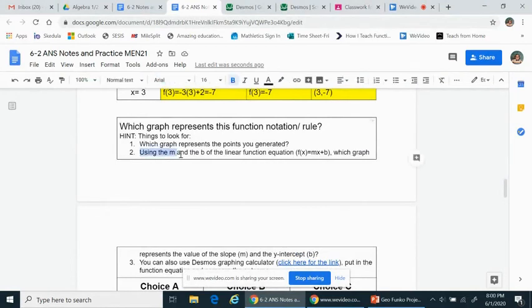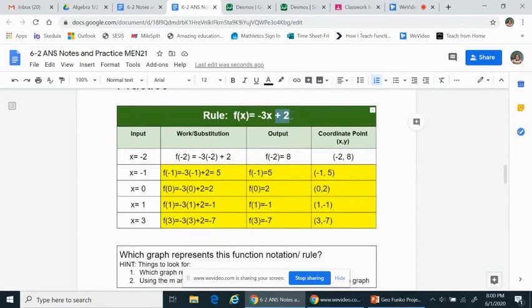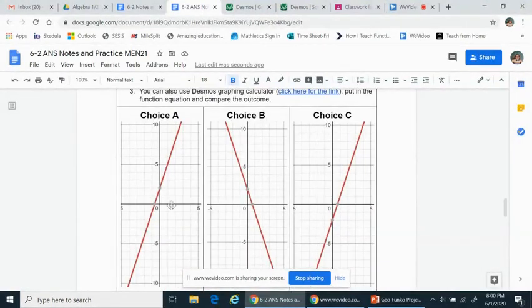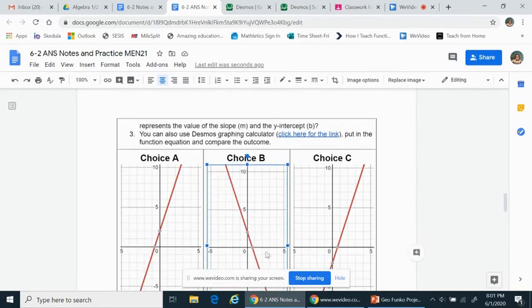Now 2 says I can use m and the b. All right, that makes sense. So my b is 2, so it means I'm crossing at 2, and I'm going down by 3 and over 1, right? Because -3 is over 1. So which ones cross at 2? Well, this crosses at 2 and this crosses at 2. This crosses at -2, so choice C is out. So 2 and 2, and then I want to see if it's going down. Looking at this graph, it's going up, right? Reading it from left to right. Looking at this graph, it's going down. So this is choice B. Once again, proving choice B.